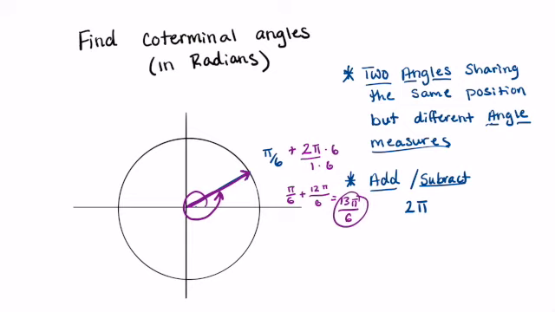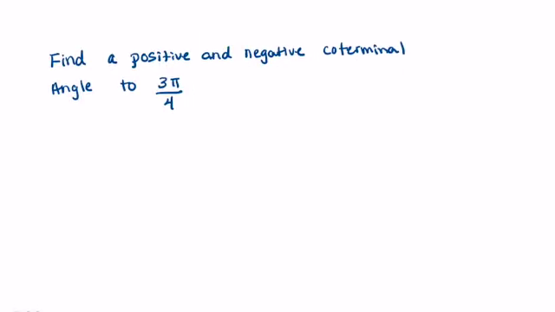For coterminal angles in radians, you can use a calculator, and that's an easy way to go about it. But if you don't have a calculator handy, then we just have to review a little bit of adding fractions, and we'll get pretty quick about it. The way that we find coterminal angles in radians is that we add or subtract 2 pi. So let's jump into this first example.